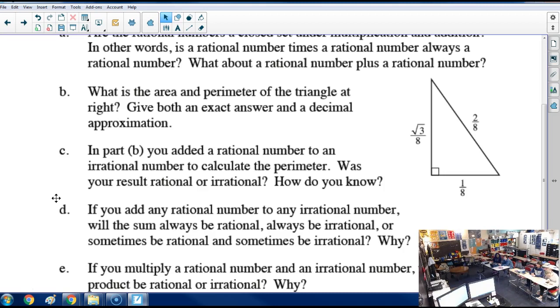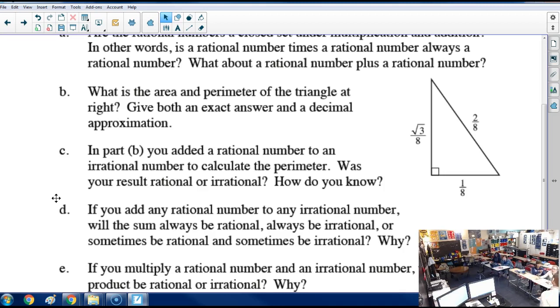What do you guys think? If you add any rational to any irrational number, will the sum always be rational, or would it be irrational? I feel like if you add a rational number to an irrational number, it will still be irrational. I feel like sometimes it could be rational, but mainly irrational. Let me give you an example: change it to radical form and then add it.